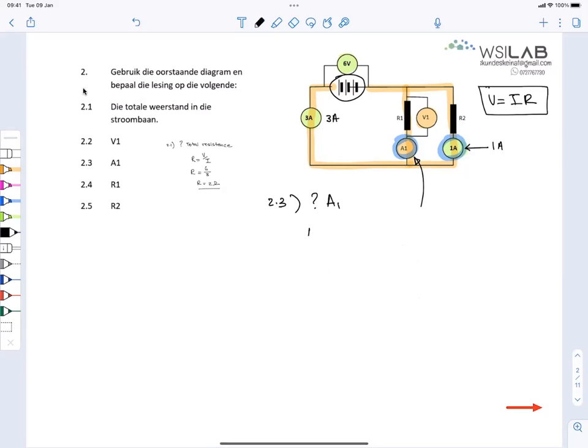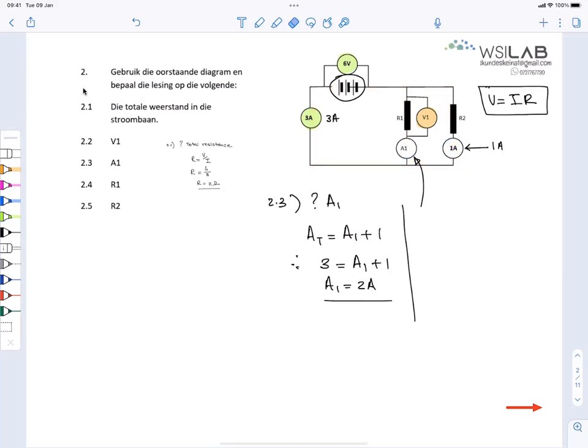So I can just do this. The total amps is ammeter 1 plus 1 ampere. Therefore, 3 equals A1 plus 1. A1 is 2 amps. That's one way to do it. The other way to do it, I'm just going to take some of this color out because it can be really irritating. The other way is to reason as follows.